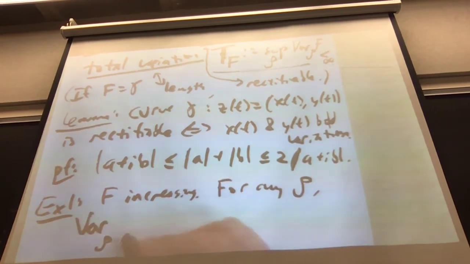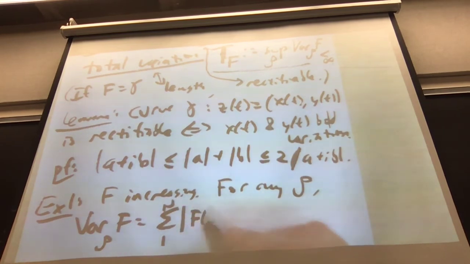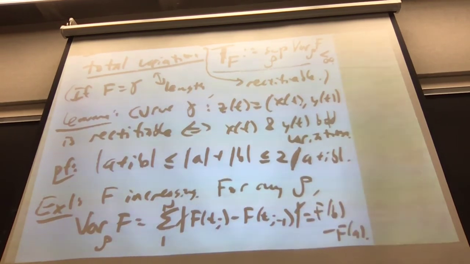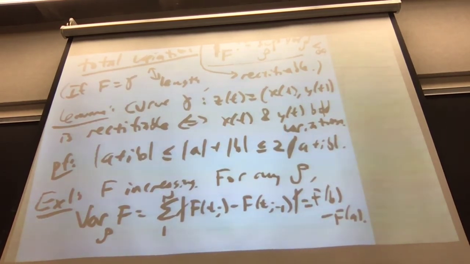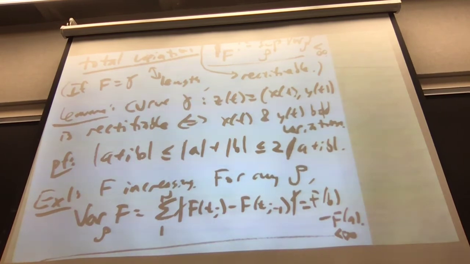what is the variation? It's the sum from 1 to n of the absolute value of f of tj minus f of tj minus 1. But it's increasing, so you don't need the absolute values. And it telescopes, so it picks up the last minus the first. And it's the same over all partitions, so it's the sup also. Okay? That's kind of an easy example. And of course, this is finite if f is finite. I didn't say continuous, by the way. Just f is increasing.